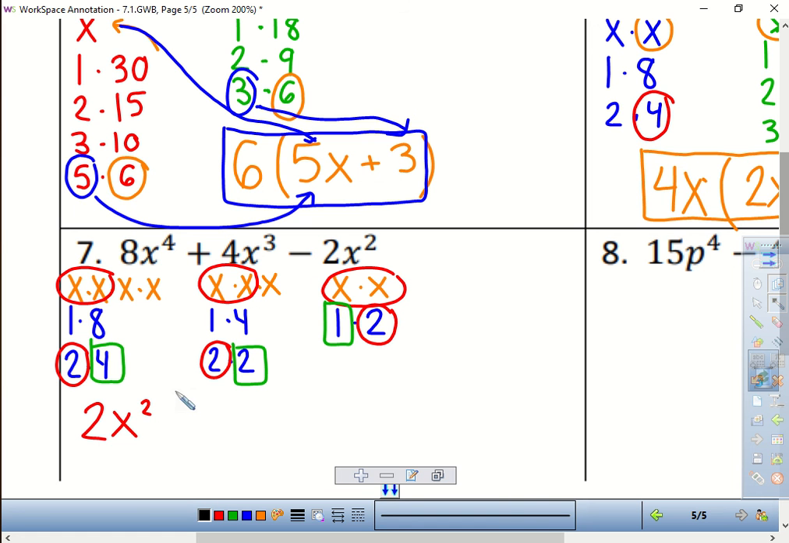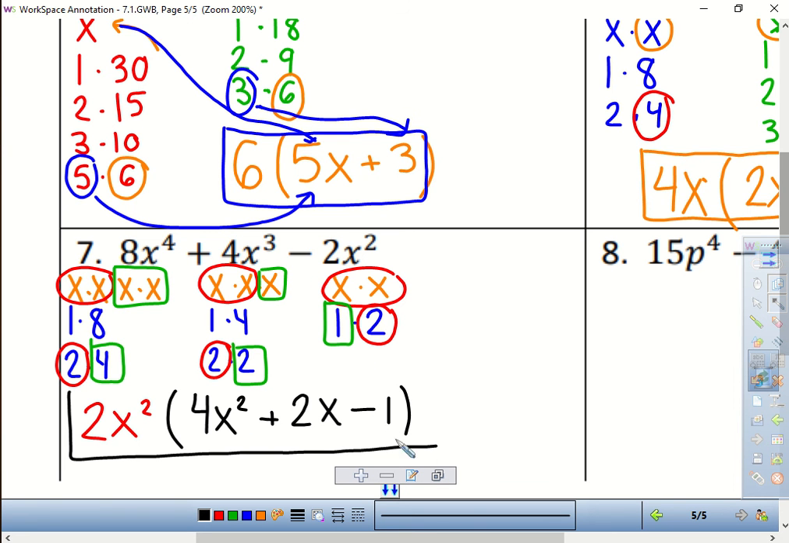So that's going to be 2x squared, and then it's going to be a 4x to the second, because there were 2 x's left over. And then it's going to be plus, and then we had a 2 left, an x left, and then what do we have left in this last one here? What's going to be left for the last term? What's in the negative 1. Negative 1, very good. So this is our fully factored form here.